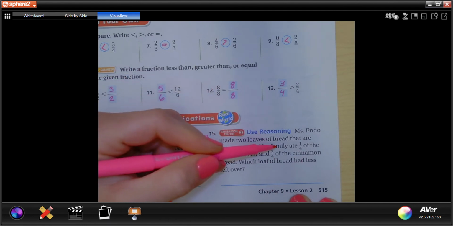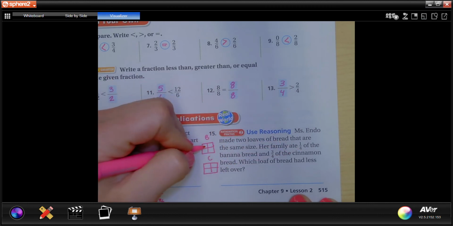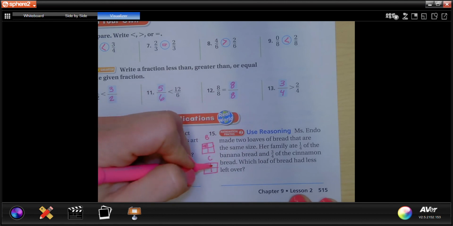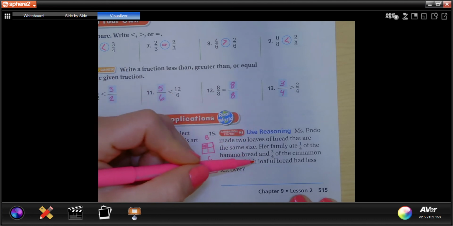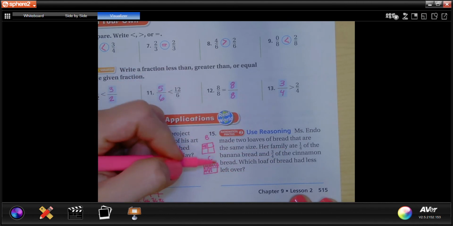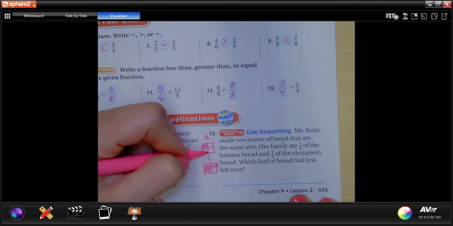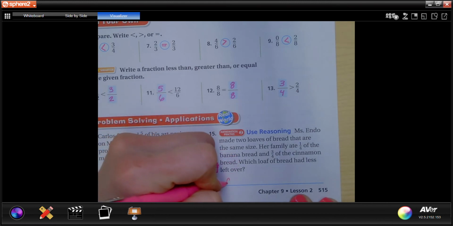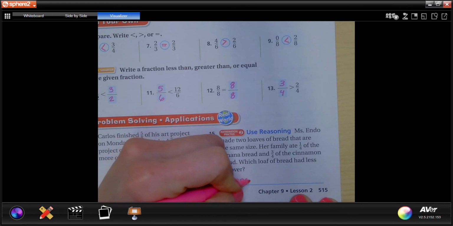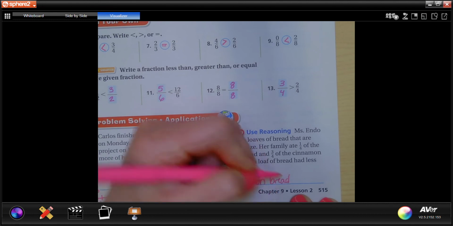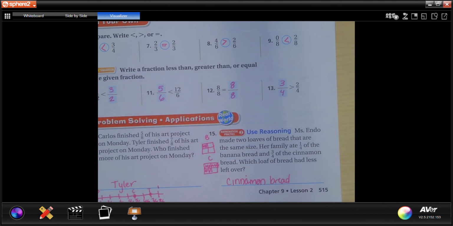And her family ate 1/4 of the banana bread and 3/4 of the cinnamon bread. Which loaf of bread has less left over? Well, the banana bread still has 3/4 left over, and the cinnamon bread only has 1/4 left over. So, the cinnamon bread has less left over.